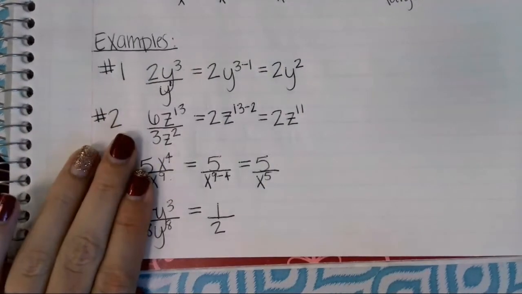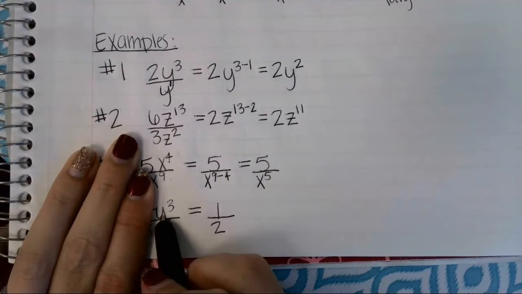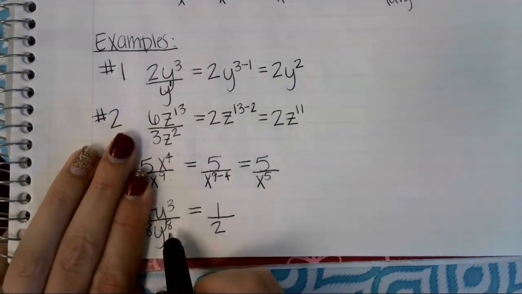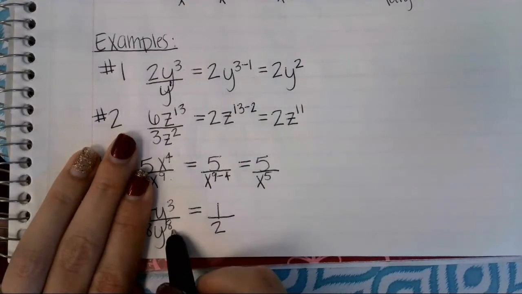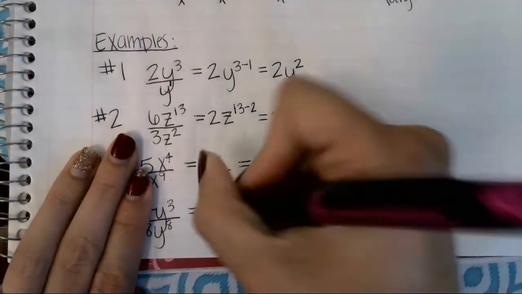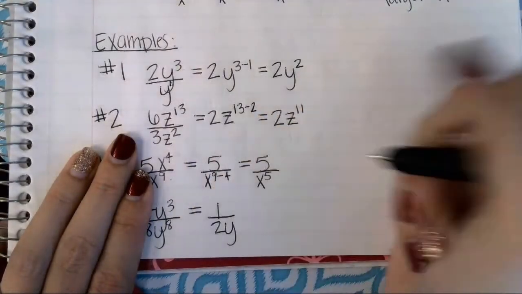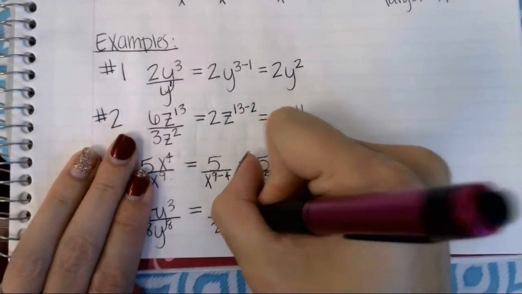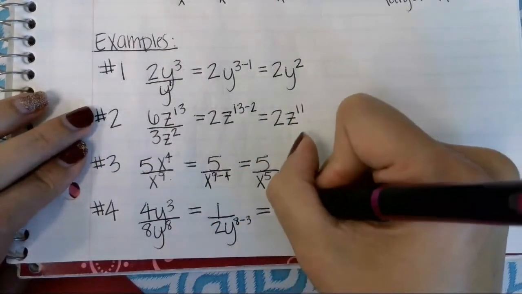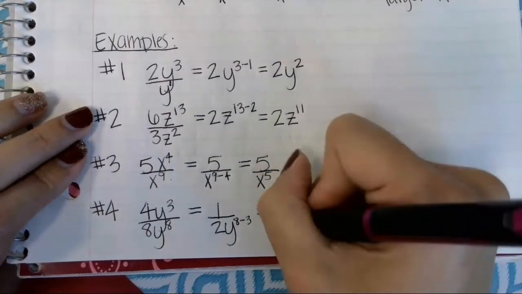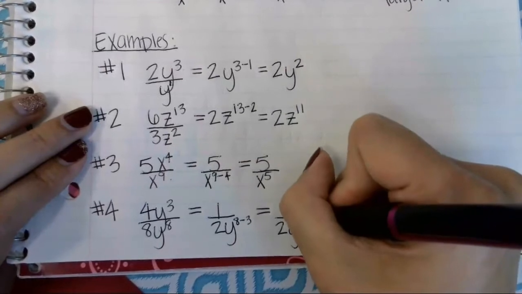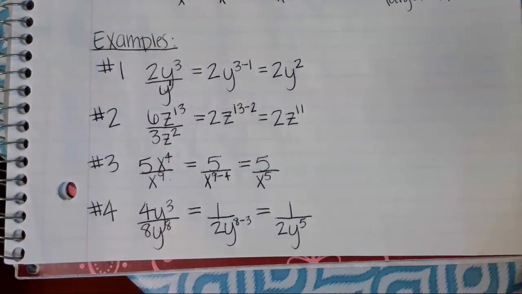Now I'm going to look at my variables. I have y cubed over y to the 8th. In this case, again, the 8 is the larger number, so I want to move the 3 down and subtract it. So that means that my y's are going to be on the bottom, and I have 8 minus 3. So now my final answer has a 1 on top. I keep my 2 on the bottom, and I get 2 y to the 5th.